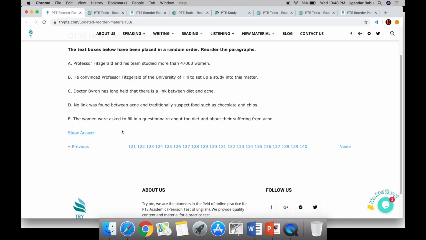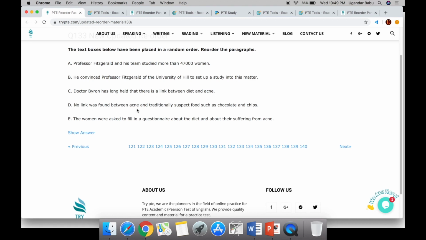Okay. This is to find the independent sentence. Professor Fitzgerald and his team studied more than 47,000 women. This should not be the standalone sentence because they haven't mentioned why they are studying something. "He convinced": this has a pronoun, so this should not be the first sentence. Dr. Byron has long held that there is a link between diet and acne. So this can be the independent sentence because reading this alone, it is easily understandable and it doesn't require any supporting sentence. But we will see the other sentences as well.